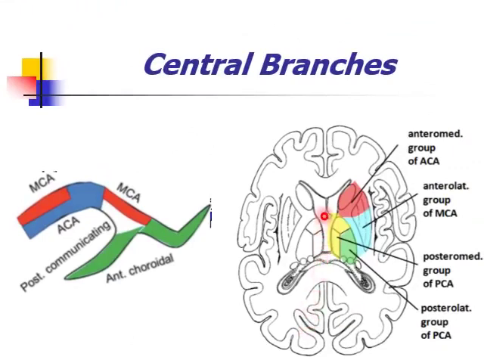As you see, the deeper structure of the brain is also color-coded like the outer surface. So the reddish part representing the anterior cerebral gives branches supplying the caudate nucleus, part of the lentiform nucleus, along with the internal capsule, as you see, the genu, and part of the anterior limb.